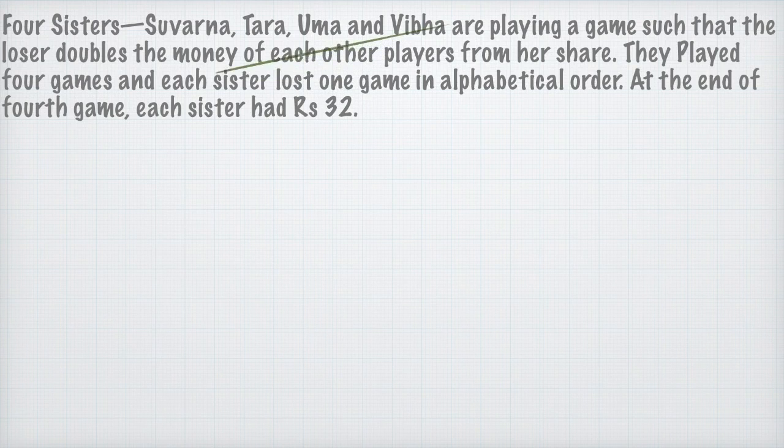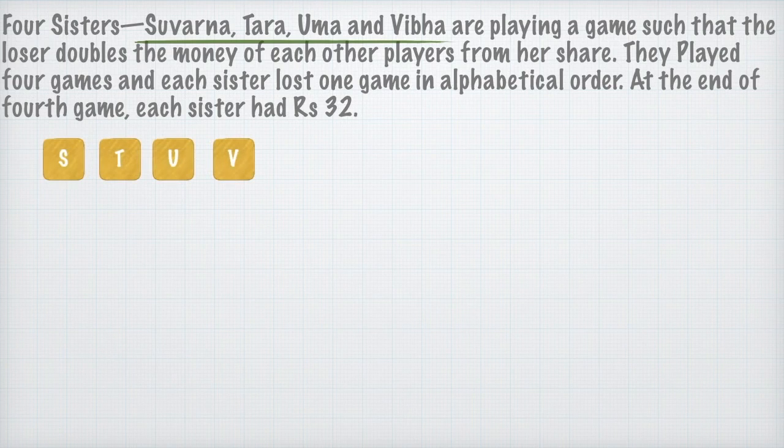So I look at, there are 4 sisters, Suvarna, Tara, Uma and Vibha. Write that down, S, T, U and V, right? I also look at the last sentence. It says, at the end of the 4th game, each sister had rupees 32, right? That means S, T, U, V, each has rupees 32 after the 4th game, right?